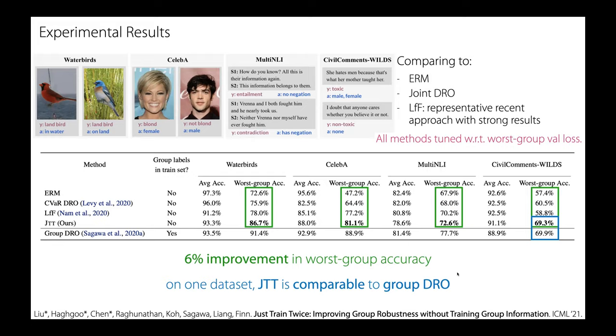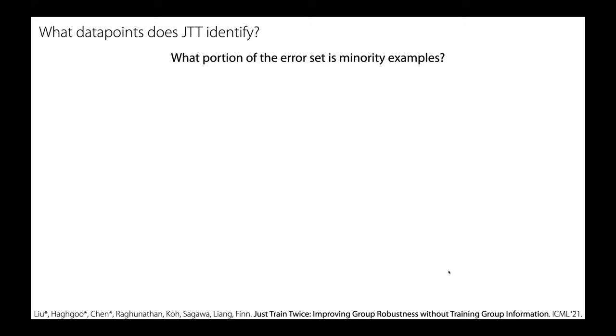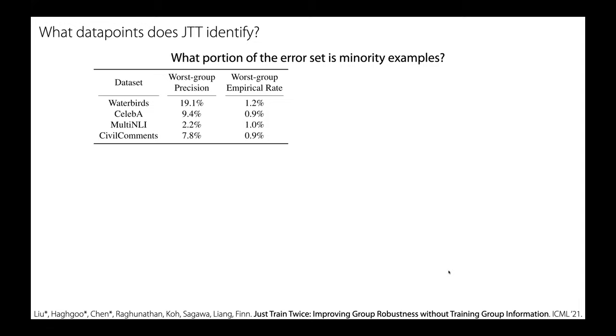Cool. So then we can actually look into the data points that JTT identifies, and if we measure the portion of that error set that corresponds to minority examples, we see that the portion is actually much larger than the empirical rate, which suggests that it is indeed identifying examples where the spurious correlation doesn't hold.